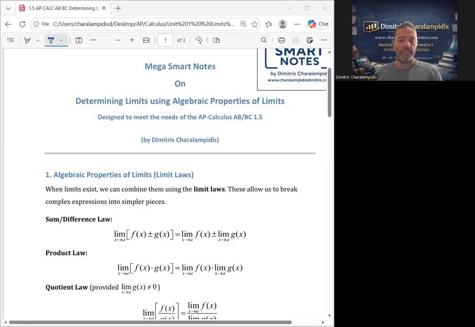Once limit exists, AB calculus stops asking you to evaluate every expression from scratch. Instead, you can break a complicated limit into smaller pieces and combine the answers. These are the algebraic properties of limits, and they are going to save you a lot of work. Let's see the big idea.